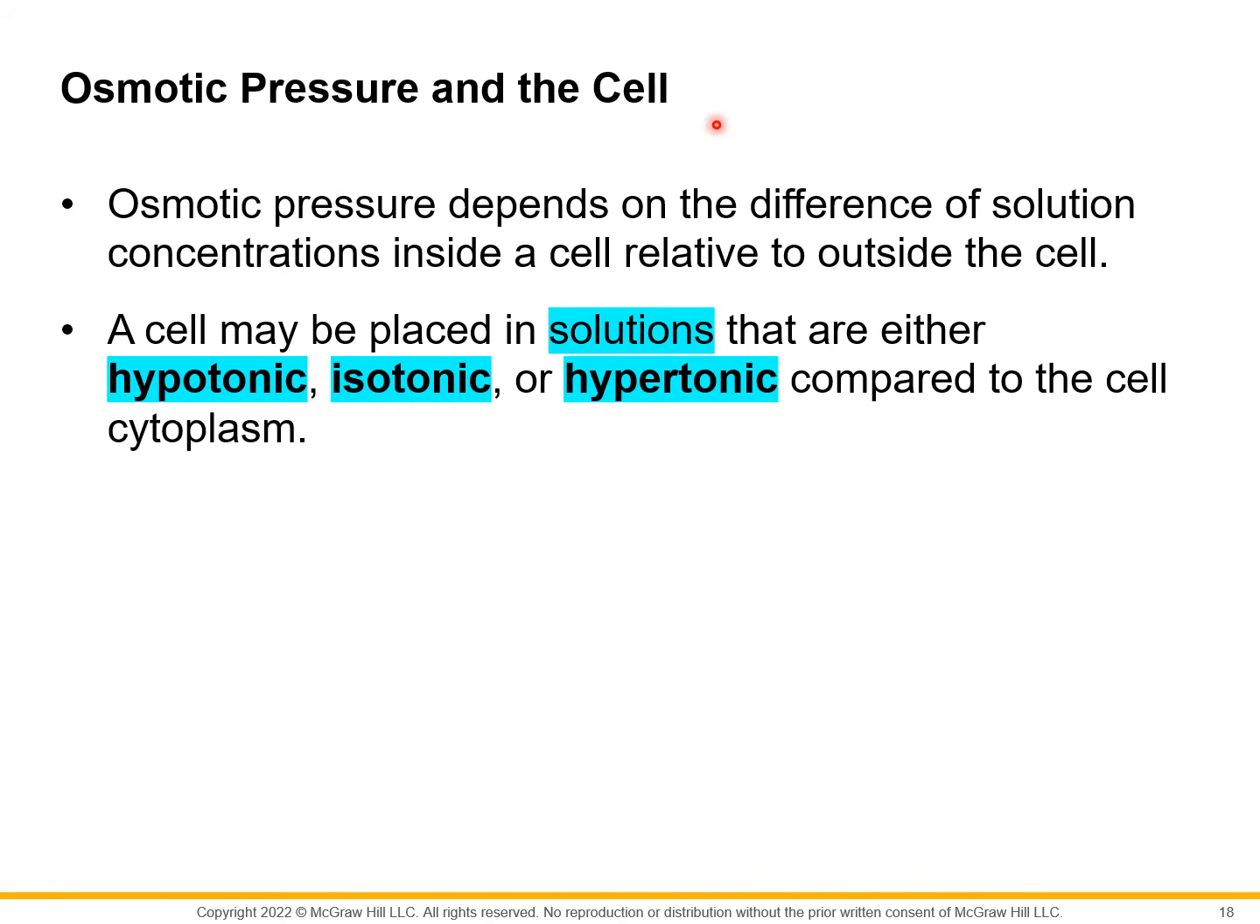In this slide, let's now talk about the effects of osmotic pressure on cells. The movement of water from one place to another creates pressure, and that could also create effects on a cell that we may be able to observe. The cell may be placed in solutions that could be hypotonic, isotonic, or hypertonic. On the next slides, let's look at what these terms mean and what they can do to a cell.